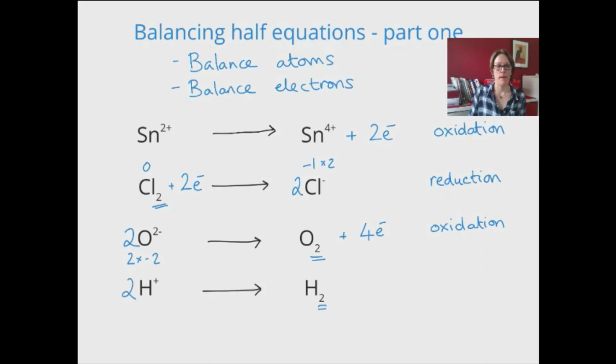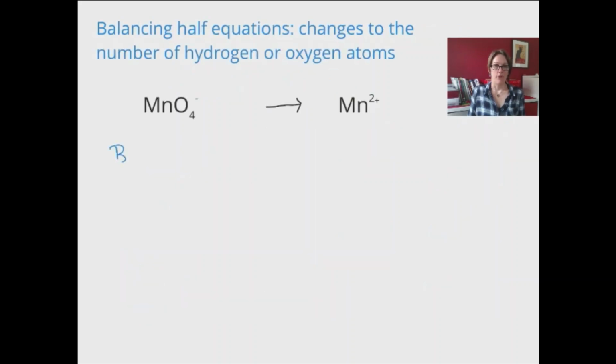Again, we need to balance the atoms for hydrogen, so we have 2 lots of hydrogen ions, both with a +1 charge, going to 0 on the right. So to balance that with electrons, I need 2 electrons on the left-hand side, and that's going to be reduction because we're going from +1 in the hydrogen ion to 0 in hydrogen gas. So those are the ones without any complicated extra parts.